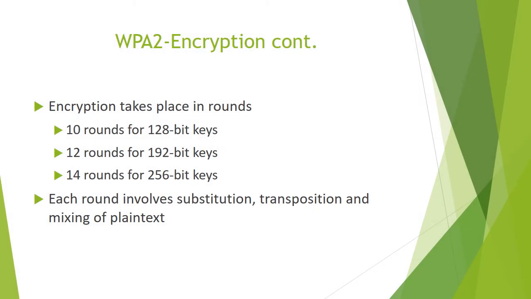WPA2 takes encryption and places it in rounds. The number of rounds for each encryption depends on the length of the key used. It is 10 rounds for 128-bit keys, up to 14 rounds for a 256-bit key. Each round involves substitution, transposition, and mixing of plain text data to create ciphertext.